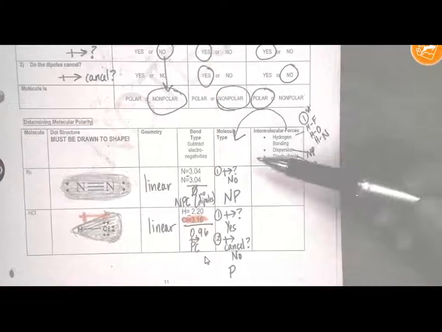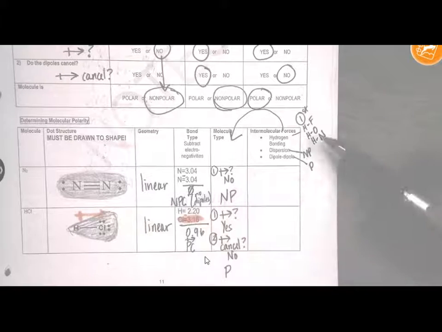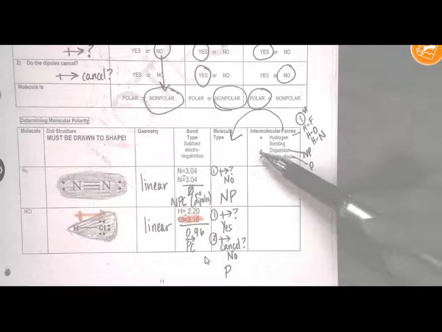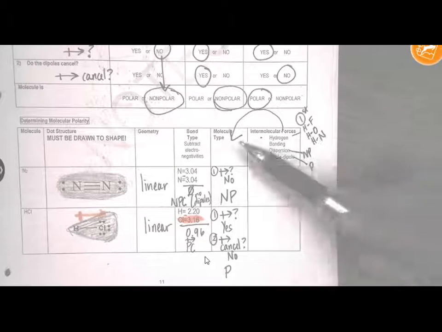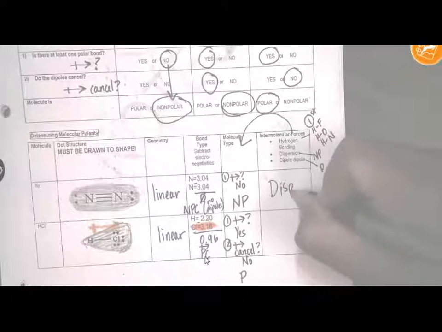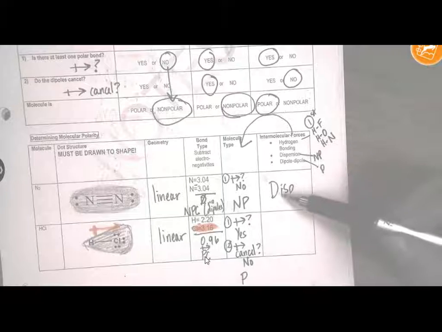Let's see. This one here, does it have HF, HO, HN? No. So now I have to decide between dispersion and dipole. Because I said that this molecule is nonpolar, it's dispersion. And you can go ahead and shorten it by just writing DISP.